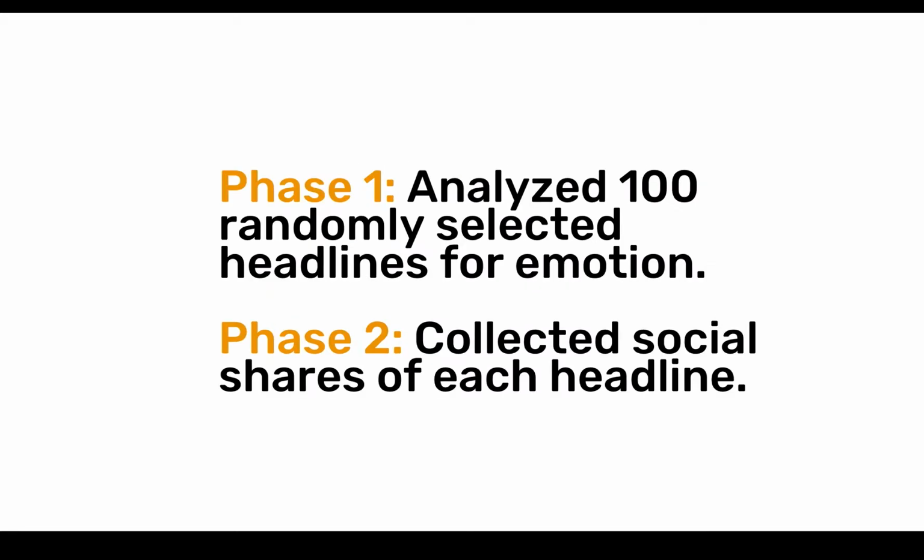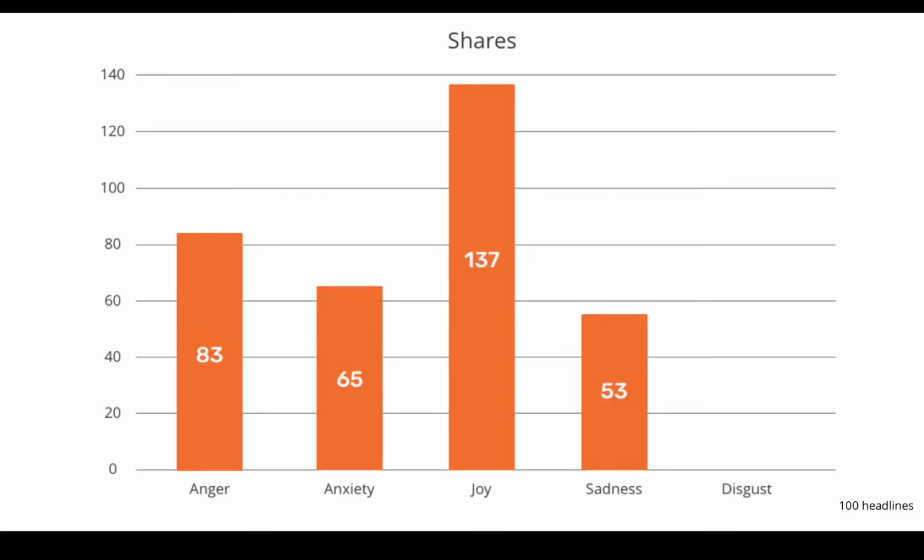So Phase 1 of the research was to analyze 100 randomly selected headlines for their emotion. Phase 2, collect social shares of each headline. So we were tracking the shares across Twitter, LinkedIn, and Facebook. Obviously, B2B and B2C outlets have a little bit different share rates, but we were taking all of them into account. So here's what we found out.